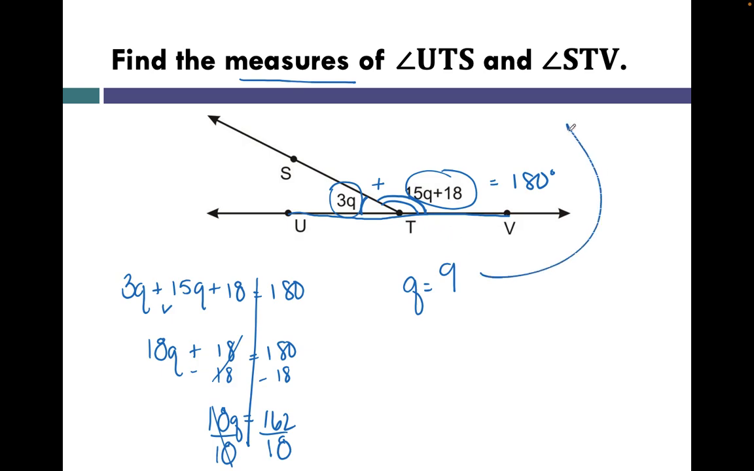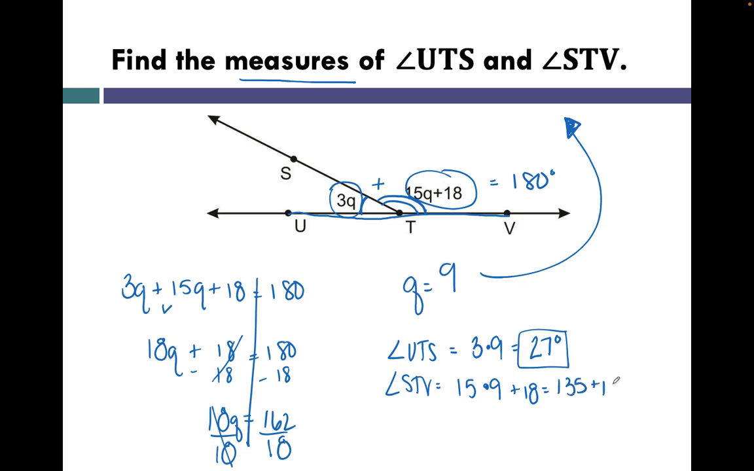But remember, the directions say we need to still find the angle measures, so we're not done yet. So let's start with UTS. We know angle UTS is 3Q. If Q is 9, 3 times 9 is 27 degrees. And for angle STV, that is 15 times Q, which is 9, plus 18. 15 times 9 is 135, and 135 plus 18 is 153.